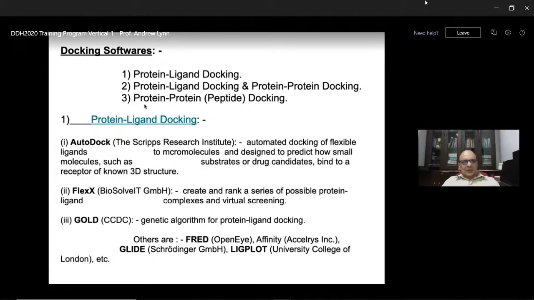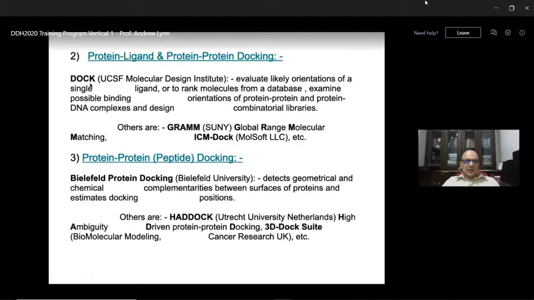So let's see. Now, if I'm choosing from a docking software, I've already given you a listing of a few of them, and this is a listing of another few. Now you could take AutoDock. There are a number of commercial ones that we'd also like to look at. DOCK.